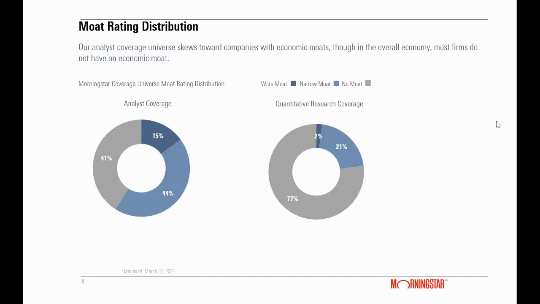In terms of moat rating distribution, we tend to cover moatier firms, which makes sense. We cover the biggest, highest quality firms in the index that account for the largest portion of market cap and obviously client interest. So you can see that within our analyst covered universe of 1,500 to 1,600 stocks, only 41% don't have a moat, 44% are narrow moat, 15% are wide moat. That's a pretty sharp contrast with the quantitative research coverage, which would suggest that 77% of companies do not have an economic moat. So in general, we cover higher quality companies. It's not unusual if your list has more moaty firms than not moaty firms, obviously dependent on the industry that you sit in.